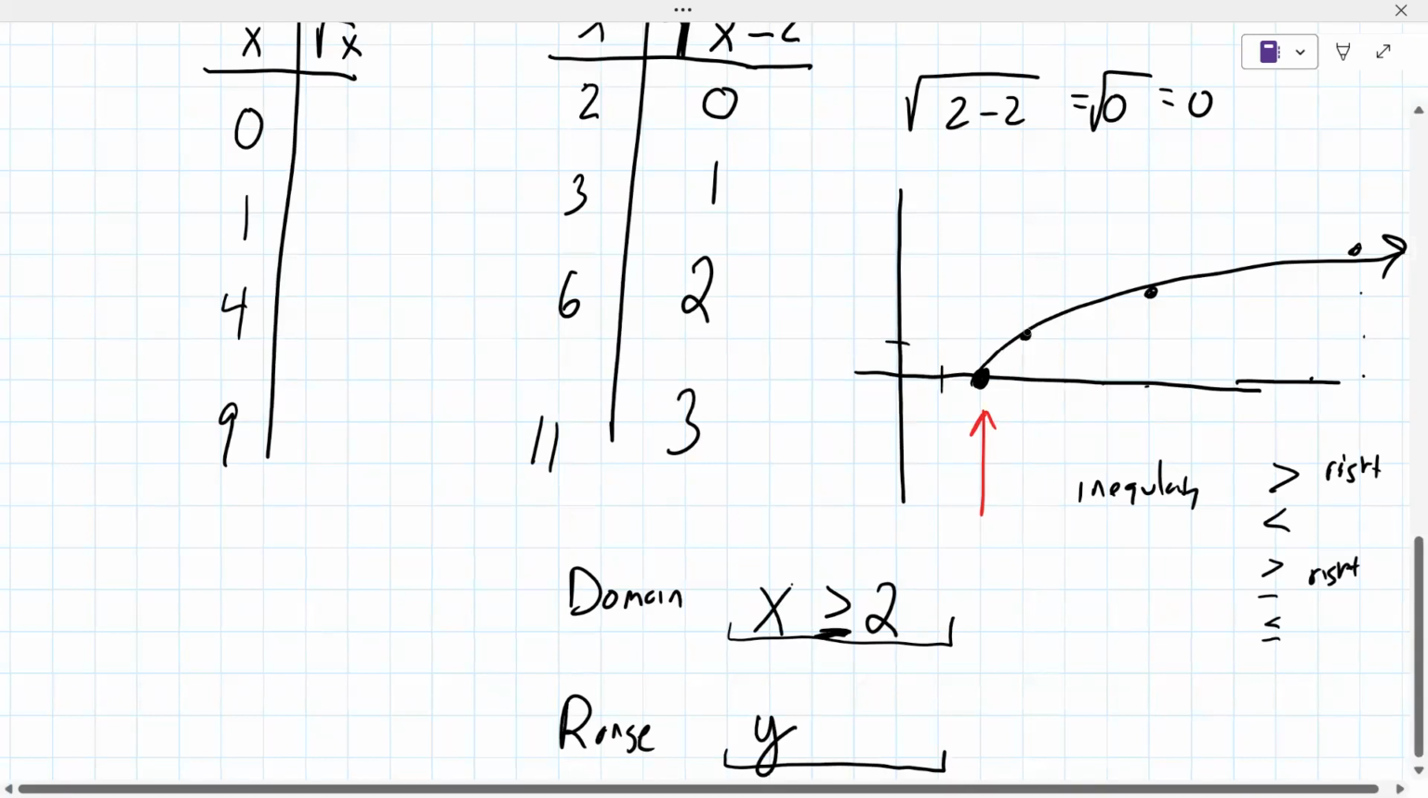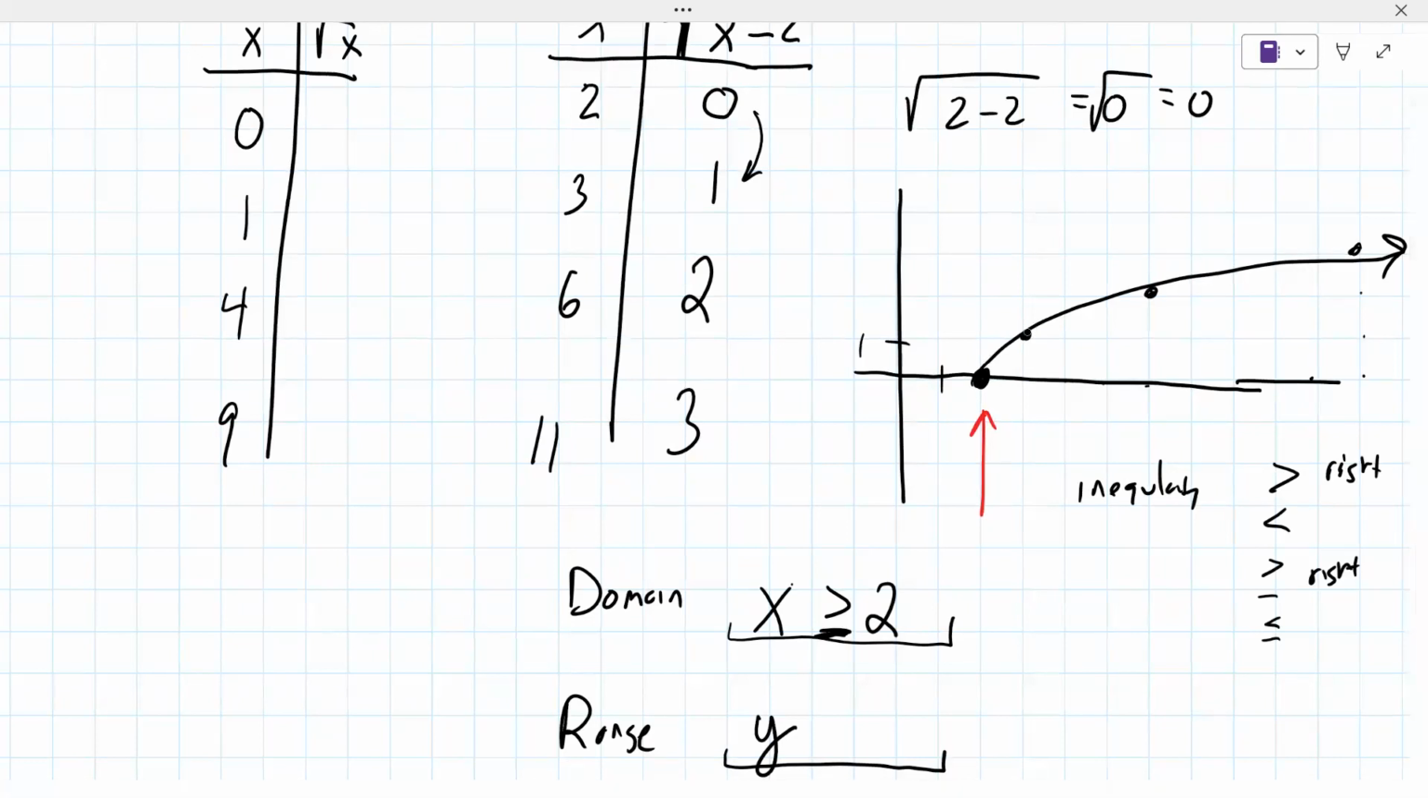That's a 1. Did it get bigger or smaller? Bigger. Yes. So the y values are greater than or equal to what number? What's the smallest y value? 3. No. What is the smallest?